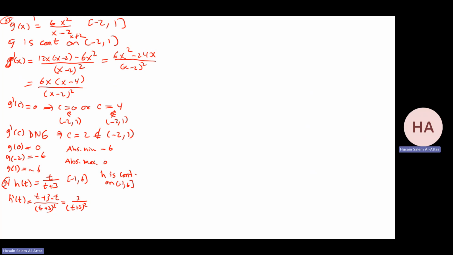No critical numbers. Why no critical numbers? Because 0 cannot be, and no critical numbers. So I need to check f at minus 1 and f at 6. f at minus 1 will be minus half. f at 6, 6 over 9, which is 2 over 3. So that will be absolute maximum. And that will be absolute minimum.